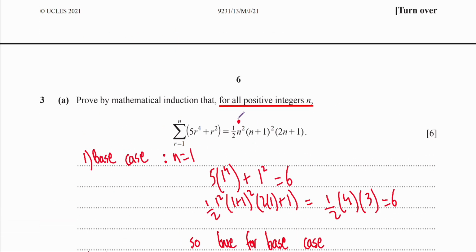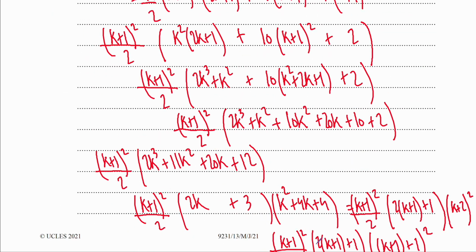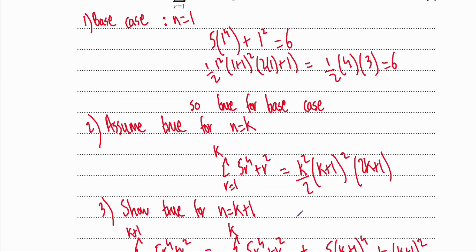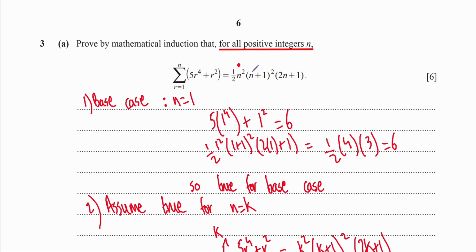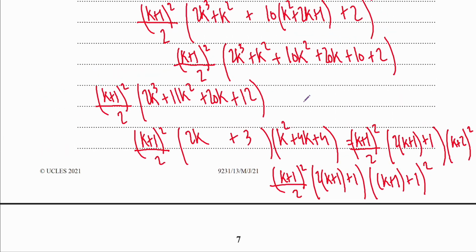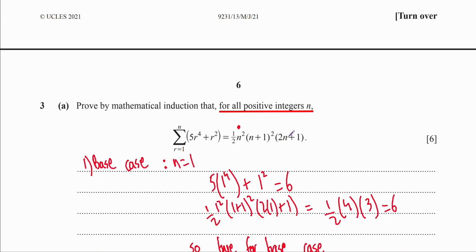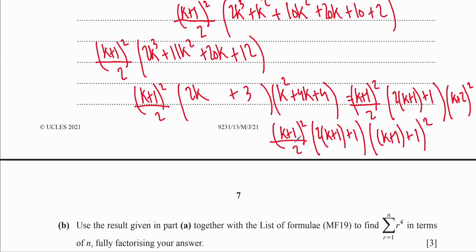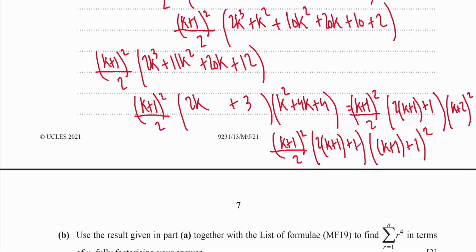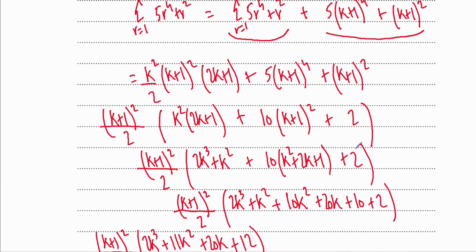So let's look at the first n. We had an n over here, and instead of an n, we end up getting k plus 1. So that's good. And then over here we had n right here. Instead of n plus 1 squared, we have k plus 1 squared. And then over here, instead of a 2n plus 1, we have a 2k plus 1. So you can see that it's true for n equals k plus 1.